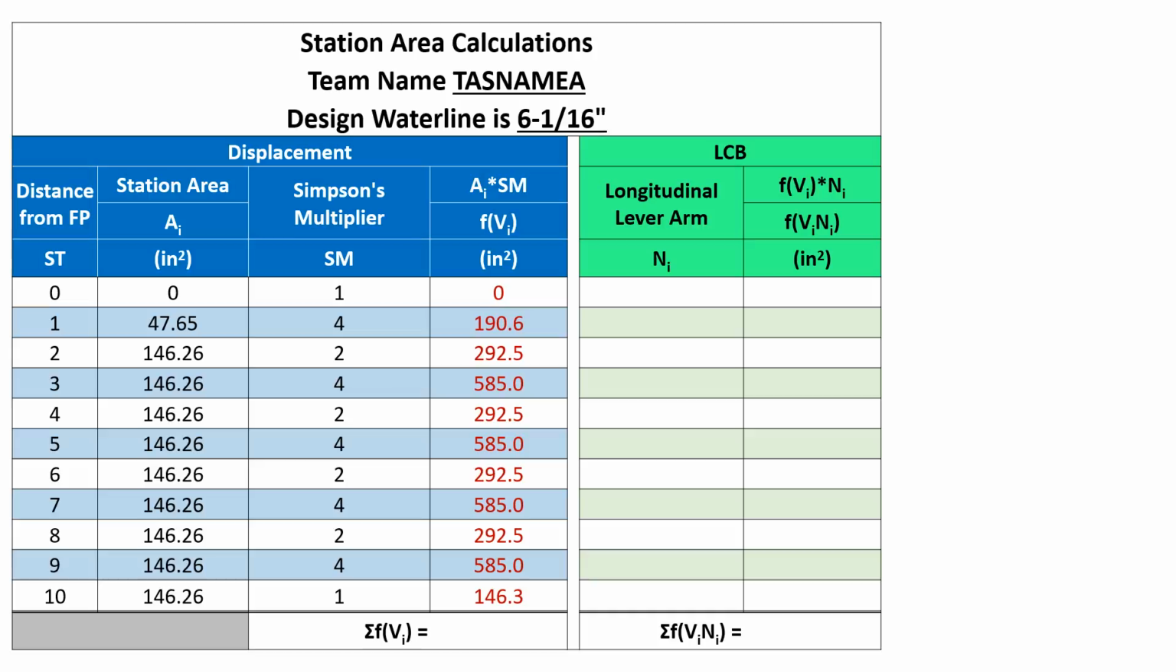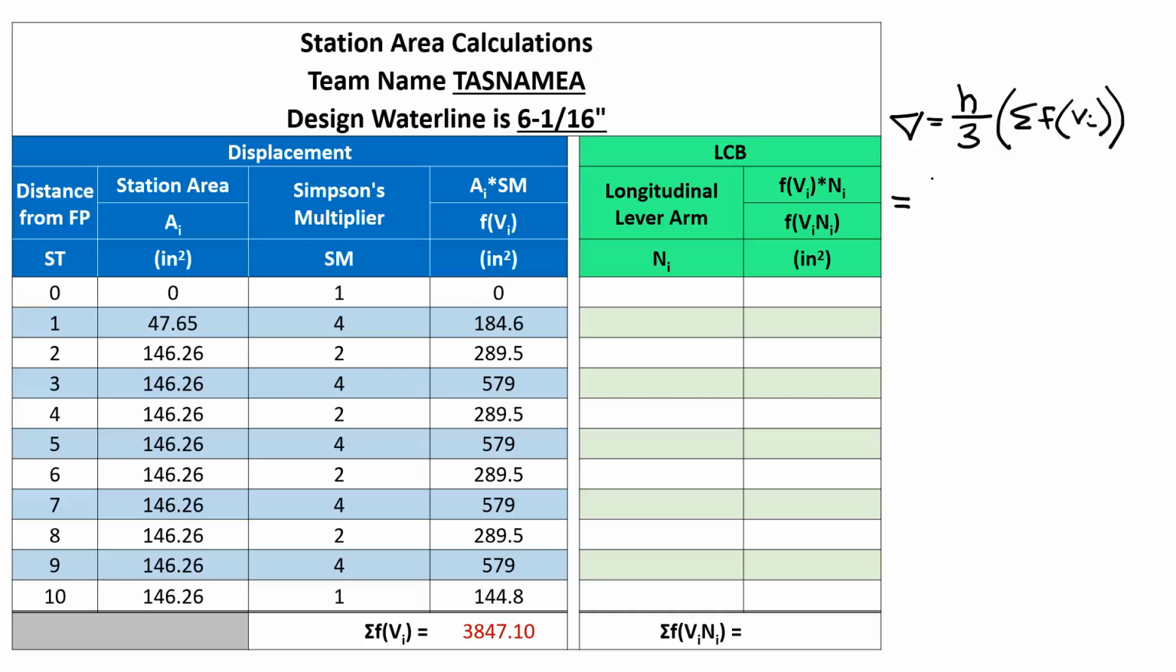And then I multiply each station area by its Simpson's multiplier. Finally, I sum the column and plug this total into my volumetric displacement equation. My volumetric displacement equation is the same as it was for the water planes. I have my h, which symbolizes my spacing between my stations. And then I have my sum of my Simpson's multiplier times my station areas.